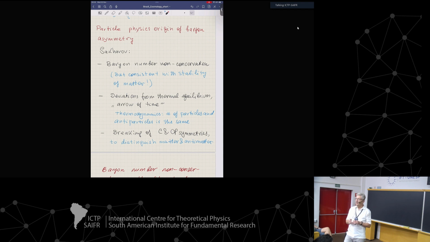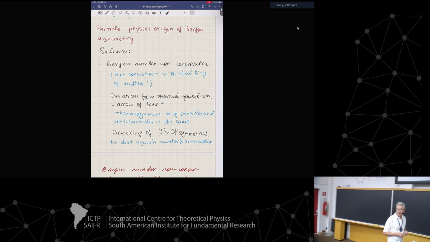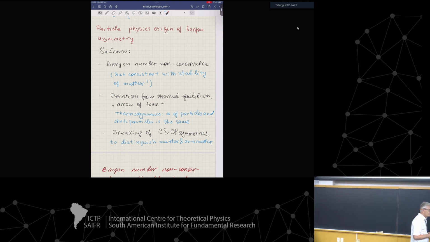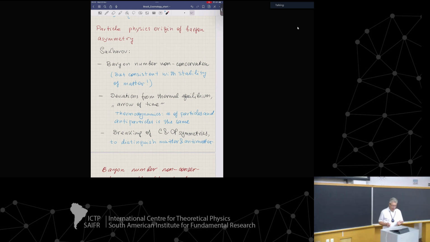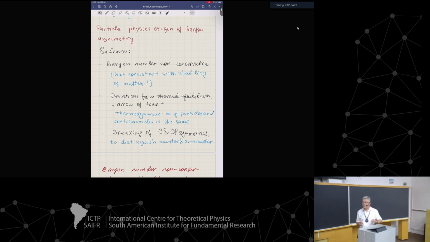If you have thermal equilibrium, let's forget about universe expansion and just look at that from an academic point of view. Suppose that we have some theory which breaks baryon number, which breaks C and CP, but still there is CPT conservation. Then CPT conservation will guarantee to you that the number of baryons and antibaryons are the same. So you really need these 3 conditions for the theory to work.